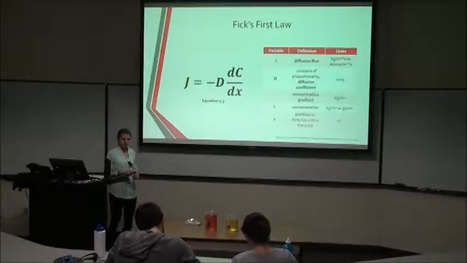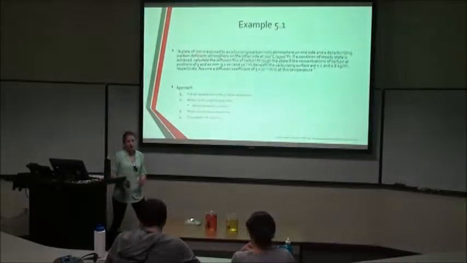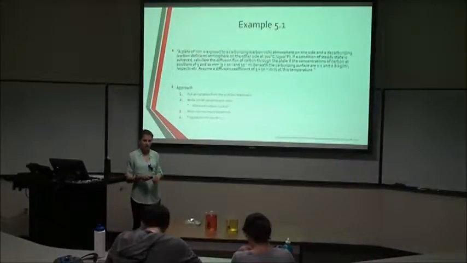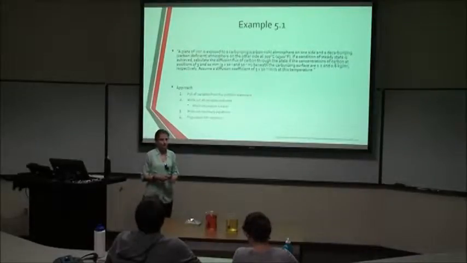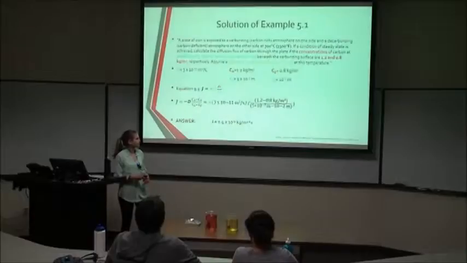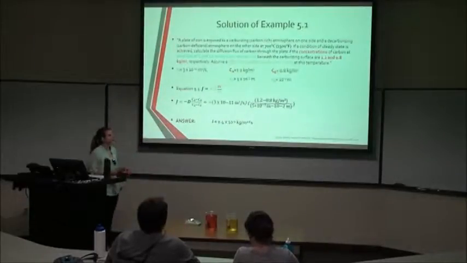All right, is everybody all set? All right, so somebody tell me what they got for an answer. 1.5 times 10 to the negative 9. And what are the units for that? Kilograms per meter squared times second. Exactly. So we'll quickly go through this for anybody who didn't get the answer.